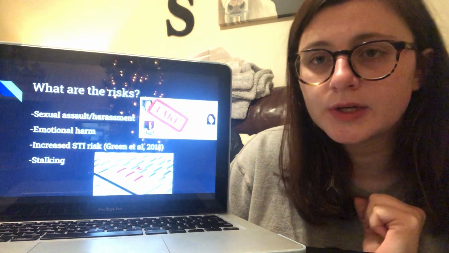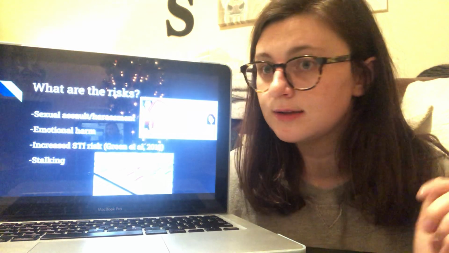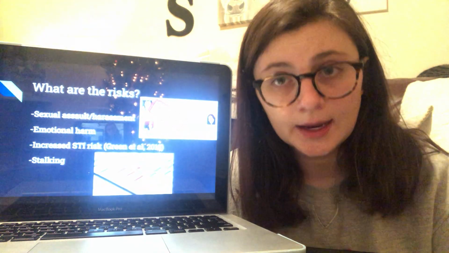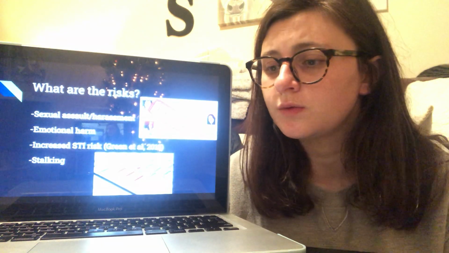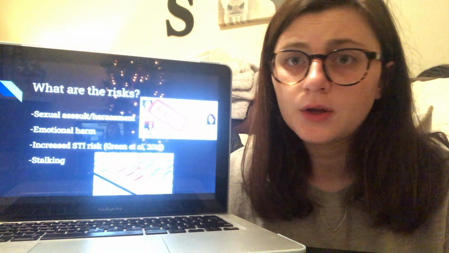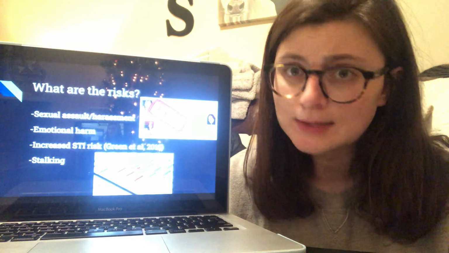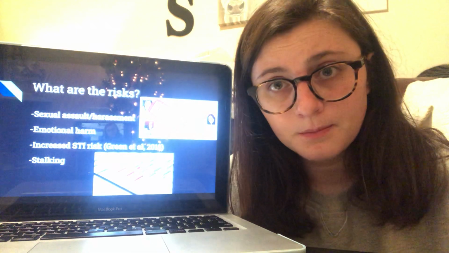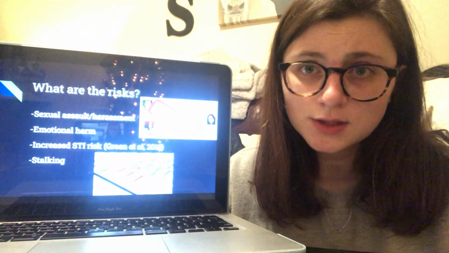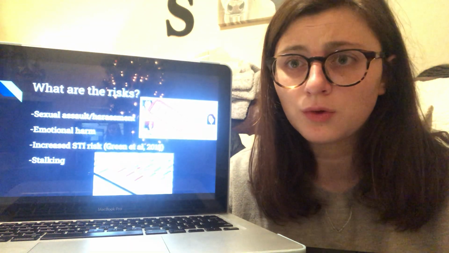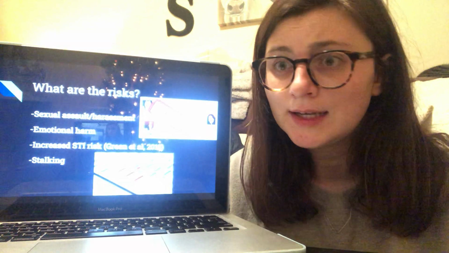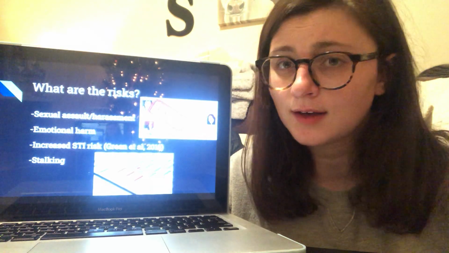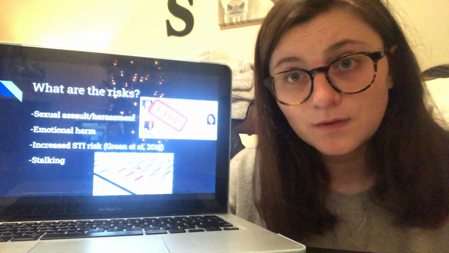So there's the traditional risk of sexual assault and harassment, which is a given in any context where you're meeting up with somebody from online. You don't actually know what their intentions are. You don't know who they are, what they're doing, what they're intending. There's also a risk of emotional harm. If you get catfished, that's not going to feel good. If you think you're talking to a really pretty girl and then you show up and it's a man, that's not fun, and it's going to hurt your feelings.